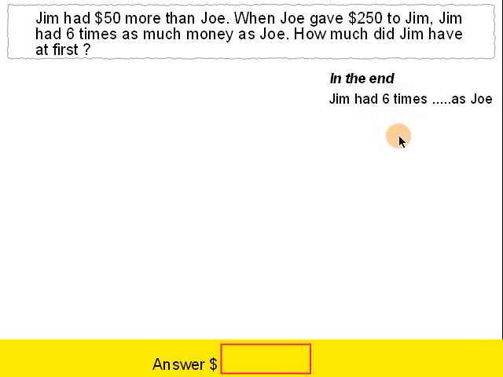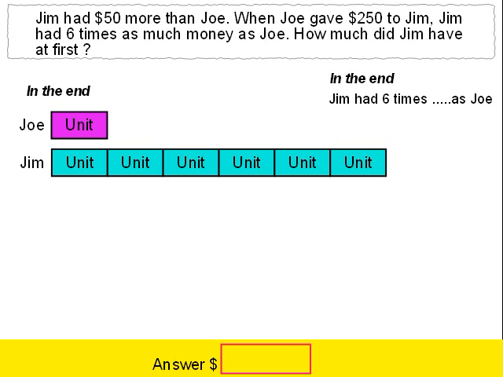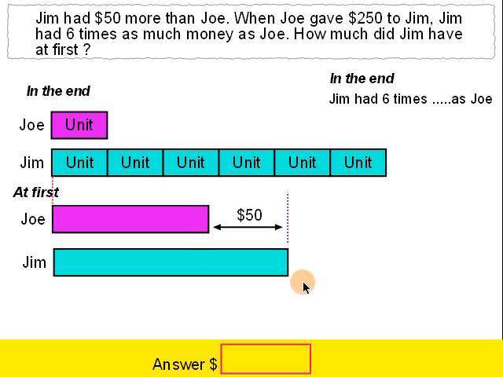In the end, Jim had 6 times as much as Joe. So we assign 1 unit model to be Joe, and therefore Jim would have 6 units. That's for the end. Alright, so at first, how does the model look? At first, Joe's model should be longer than the end because he had more money at first and then gave away money, so he had less in the end.